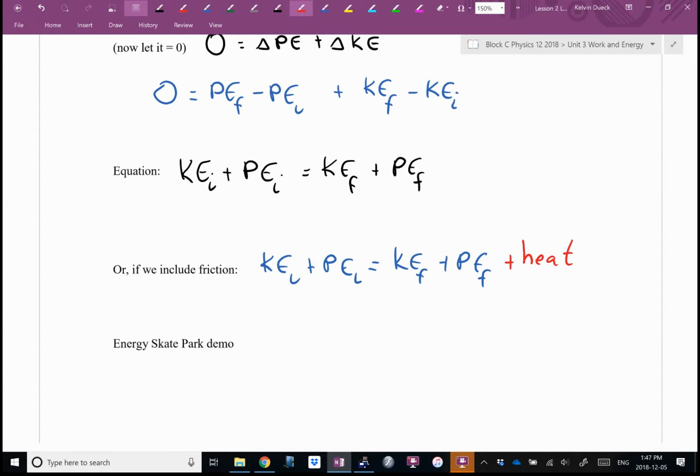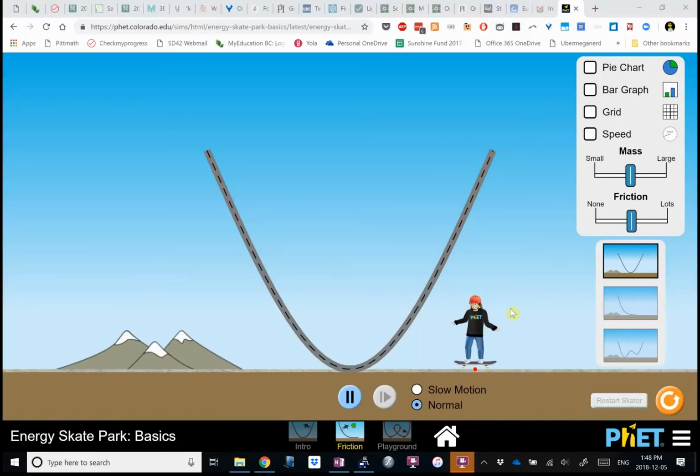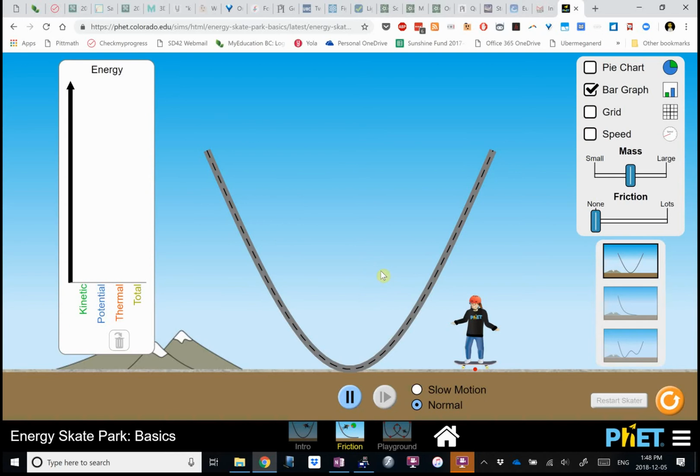A terrific example of this is a skateboard half pipe. I'm going to turn friction off, so I've just turned friction to 0. I'm going to give us a little bar graph here. I'm going to lift this skateboarder up. What type of energy did I just give this skateboarder? Gravitational potential. How is that calculated? What equation is this?